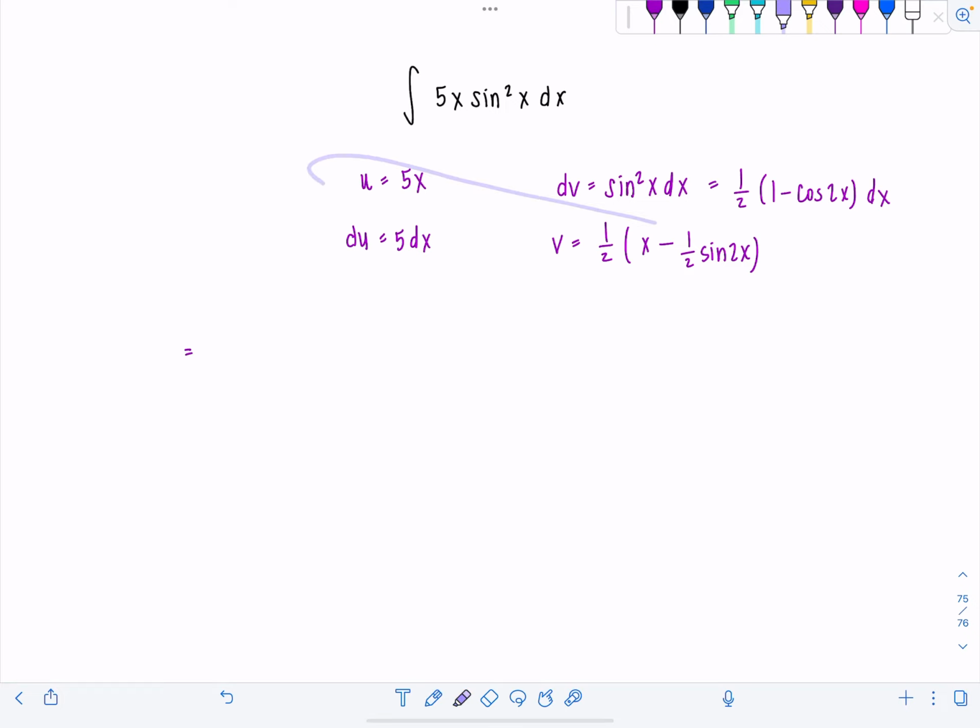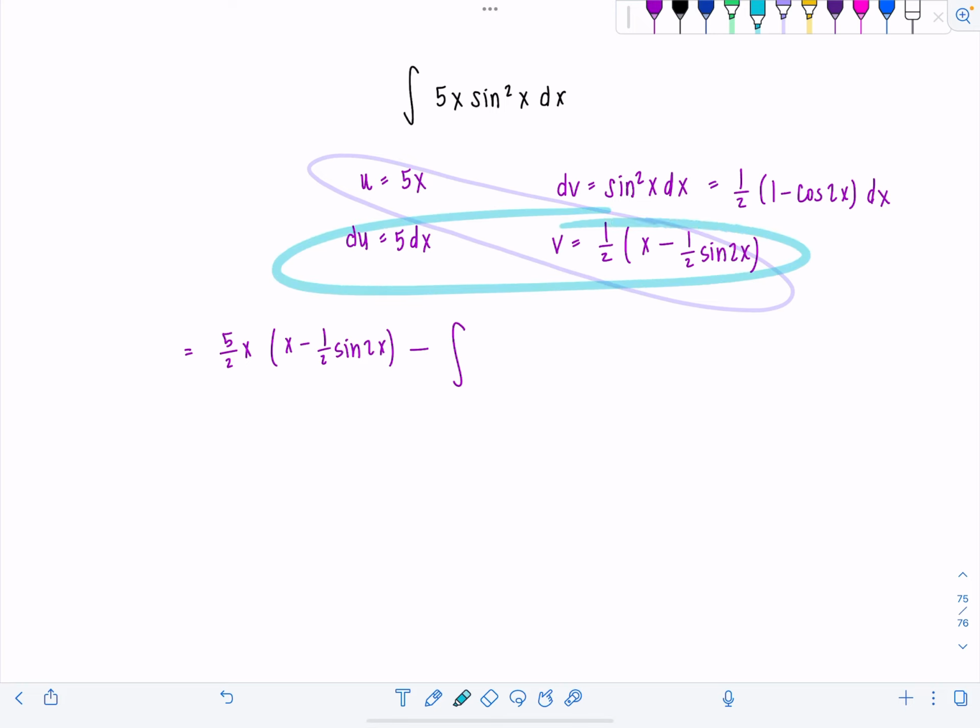u times v, 5x times that whole quantity. So I'm going to write that as 5/2 x times x minus 1/2 sine 2x. That's uv minus integral v du.